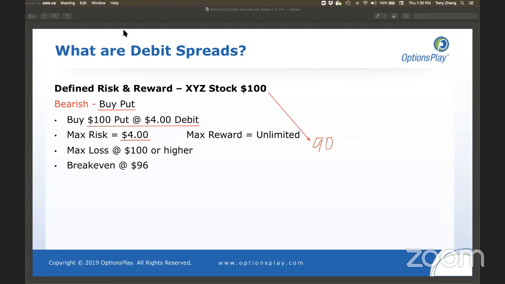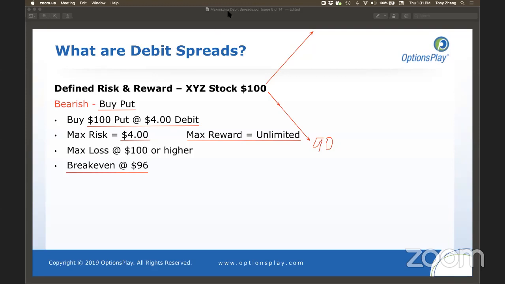Because when you short stock, you truly have unlimited risk when the stock rallies. And whenever we're shorting, there's always the possibility that the stock goes against us, and we want to make sure that we control our risk. Buying puts is one of the best ways to still get all the downside potential, because your max reward is large as long as the stock continues to move lower and lower all the way down to zero, but you're risking only $4 to do so. Your max loss here is if the stock really rallies above $100 or higher. But the break-even price, as you can see here, is $96.